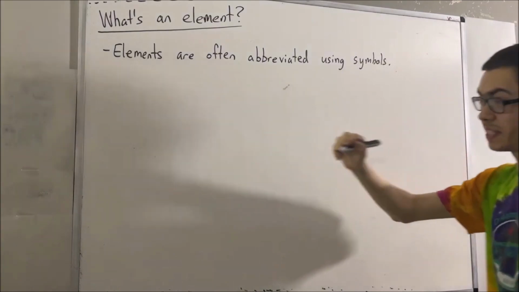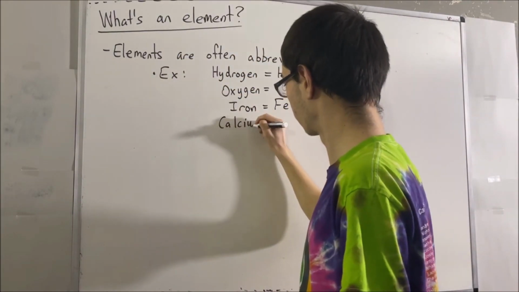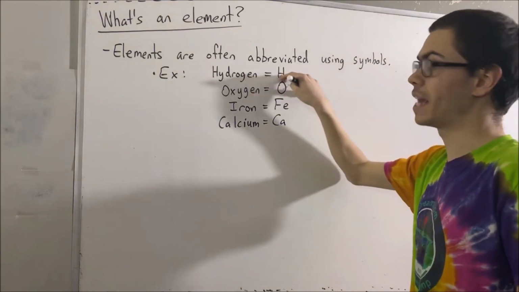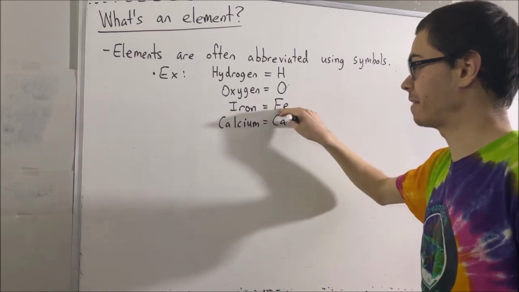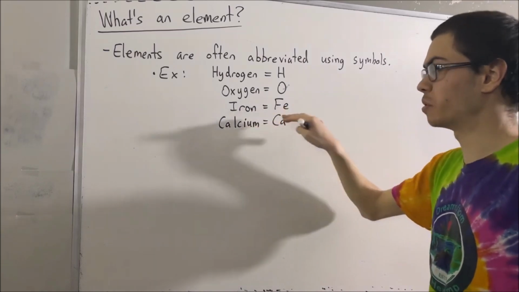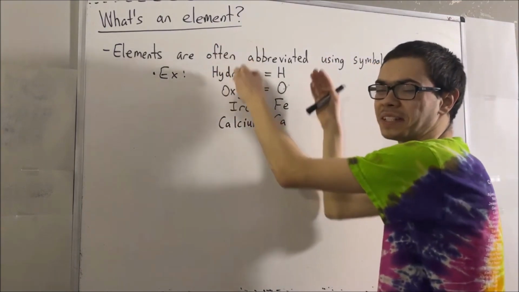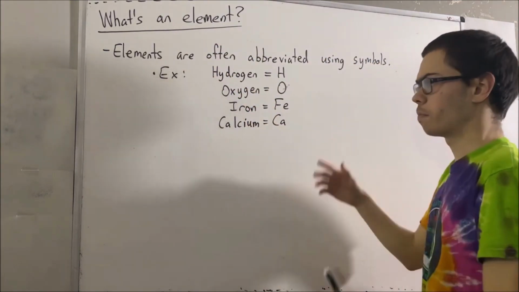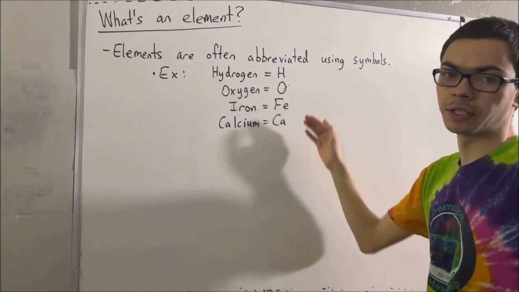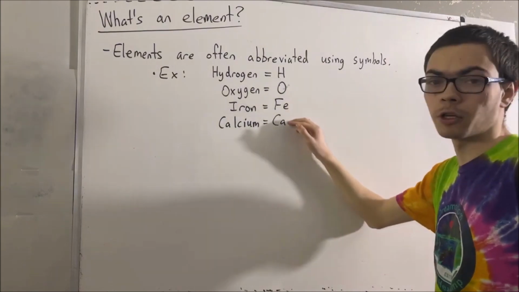Here's some examples. Hydrogen has the symbol H, oxygen has the symbol O, iron has the symbol Fe, and calcium has the symbol Ca. Right, so these are just some examples of element symbols. Now, element symbols are pretty short. They're usually 1 to 2 letters in length. But there are some rules that they follow.